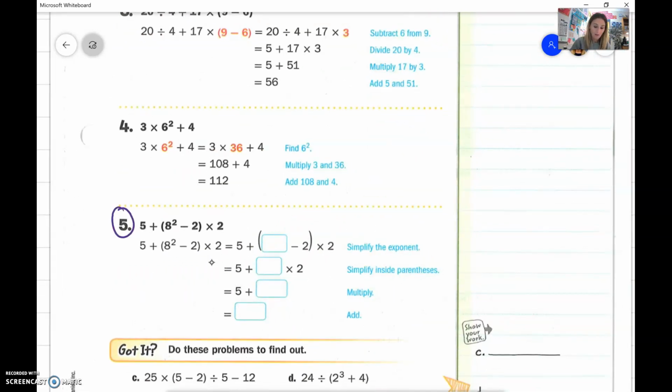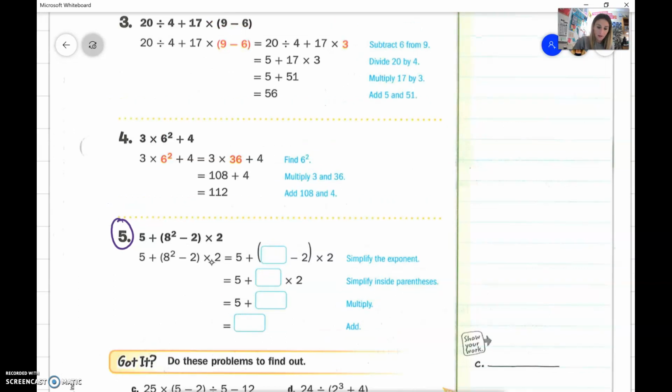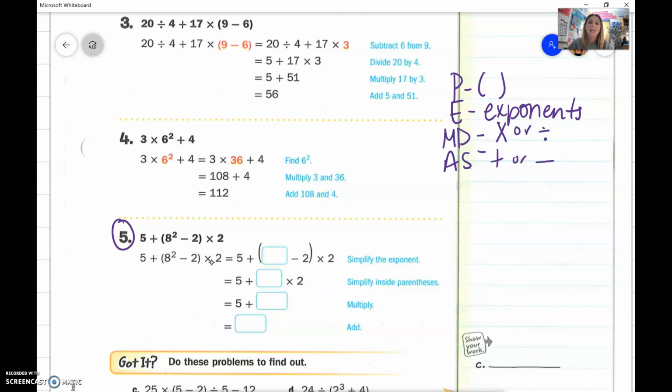Number 5, we're going to rewrite it over here. First of all, we are going to write P, parentheses, E, exponents. Please excuse my dear Aunt Sally. Multiply or divide, add or subtract. Yes, you're writing it again. So I better see this written all over your paper until it starts really settling in.